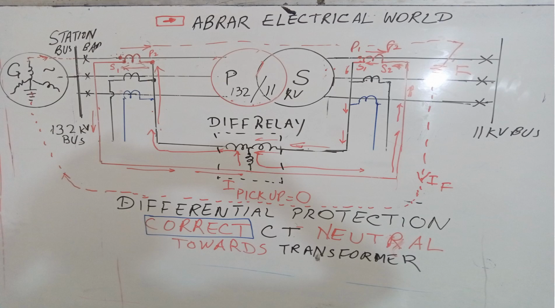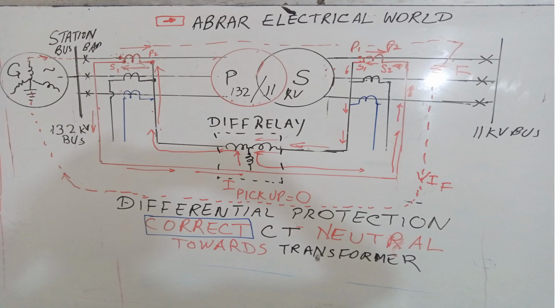So the pickup current will become 0 and differential protection will correctly not operate because the fault is external to the transformer, and the differential relay is designed to look into the fault inside its zone or the specific object for which it is designed. Now the specific object here is the power transformer. Now let's go to the second slide.